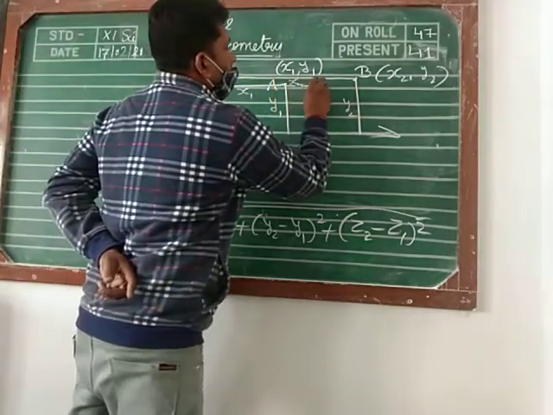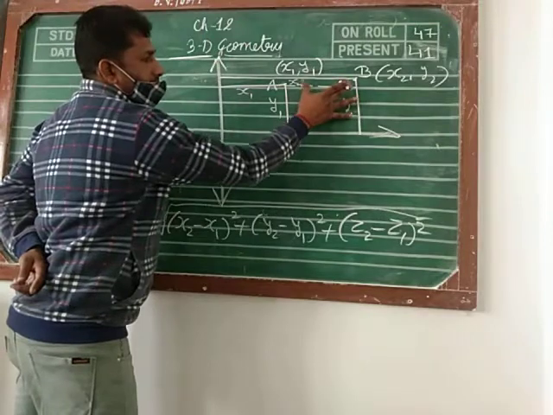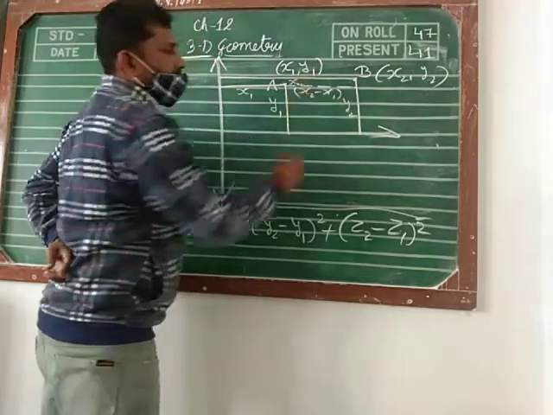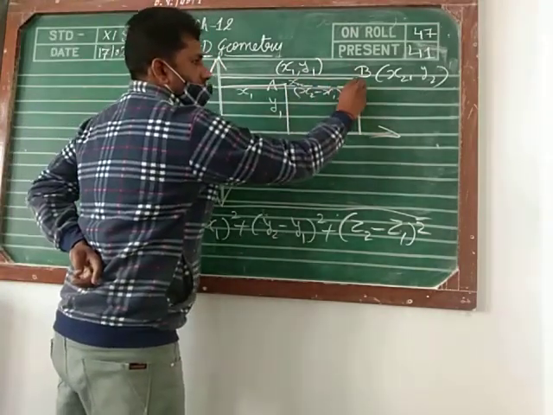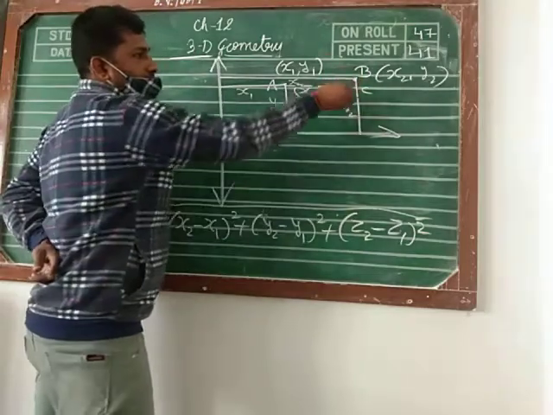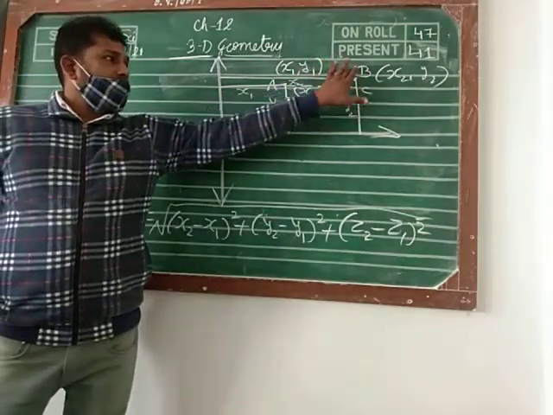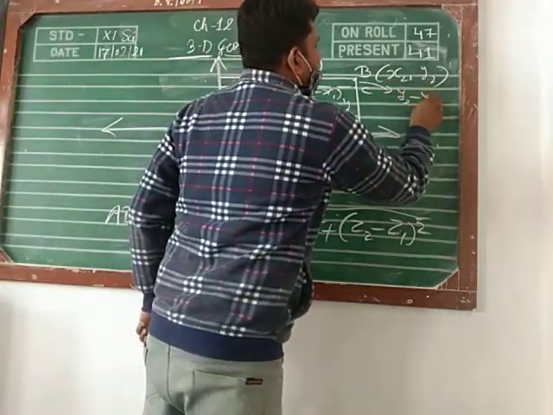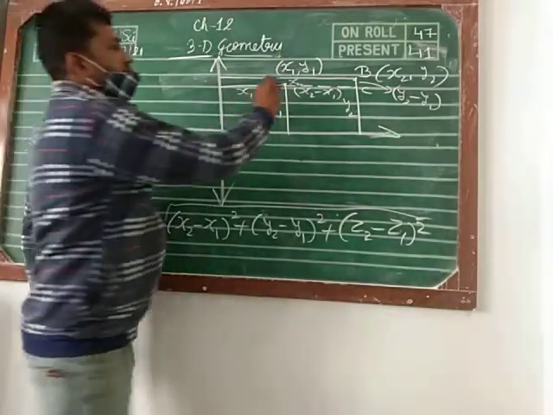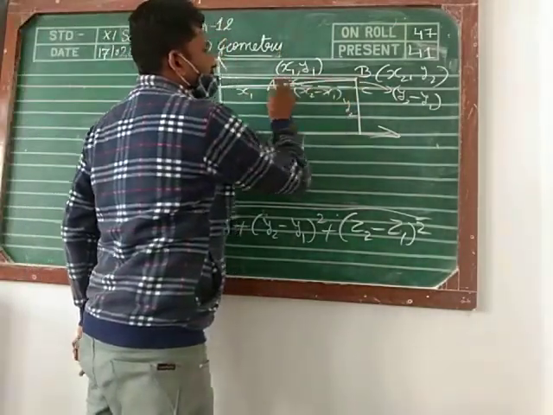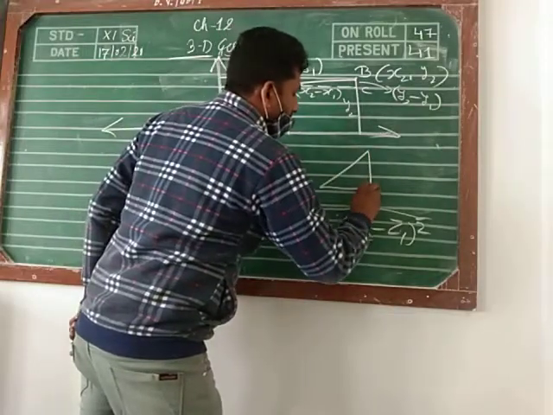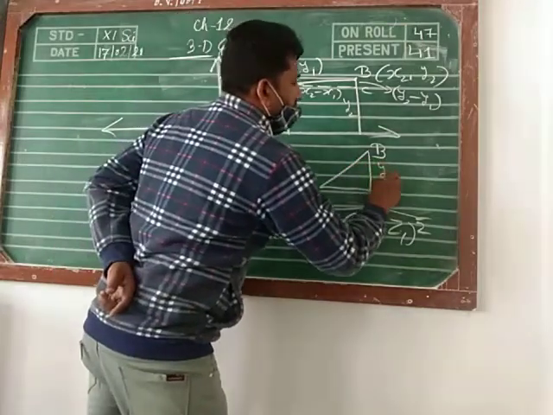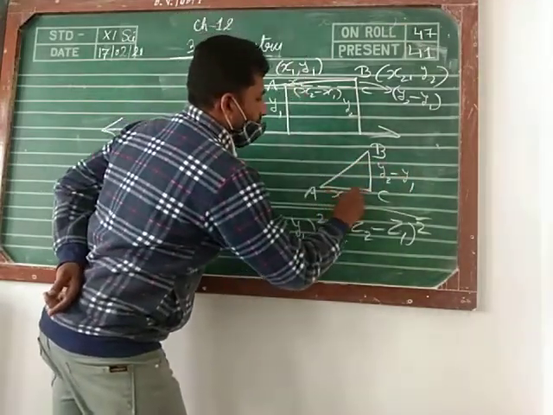If we have to find this distance, the complete length is x2, so we get x2 minus x1. This point I am taking as C. BC, how will you get BC? It is y2 minus y1. And if you join A and B, you get a right triangle here, with sides y2 minus y1 and x2 minus x1.